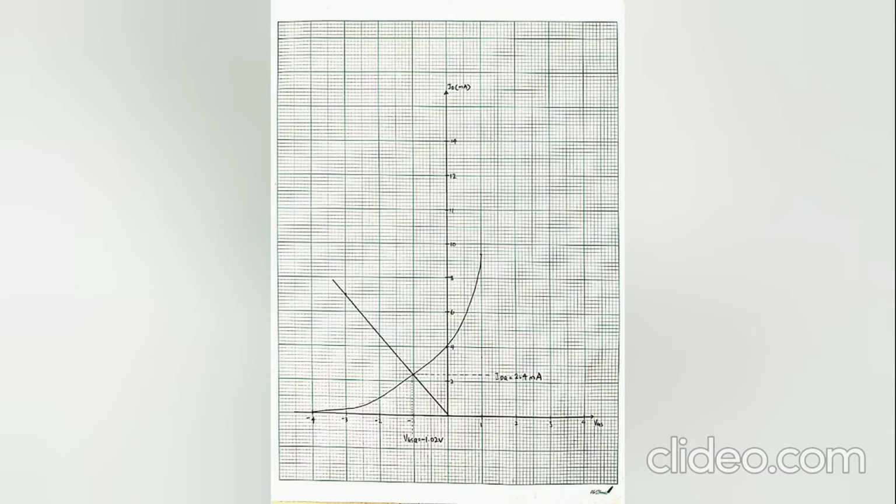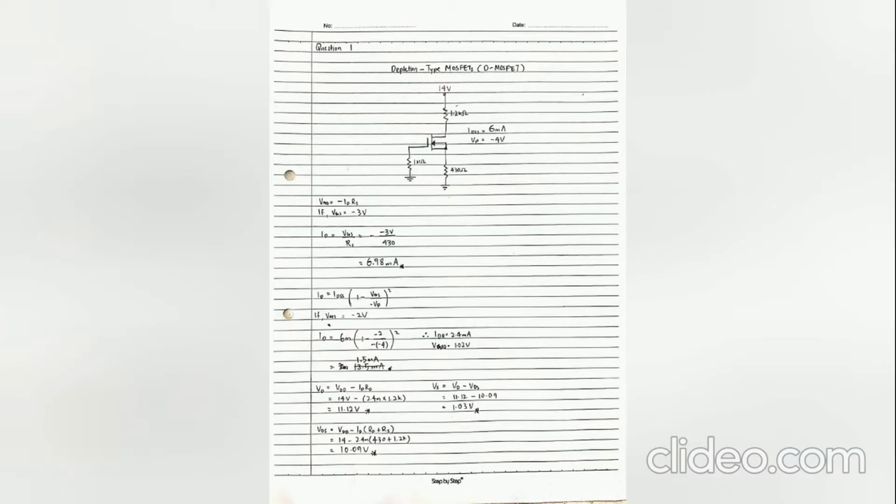From the graph, we can determine the value of IDQ, which is equal to 2.4 milliamps, and VGSQ, which is 1.02 volts. The values of IDQ and VGSQ can be determined at the intersection point of the curve of the graph and the inclined straight line. After finding IDQ, we can find VD, VDS, and VS for this circuit.